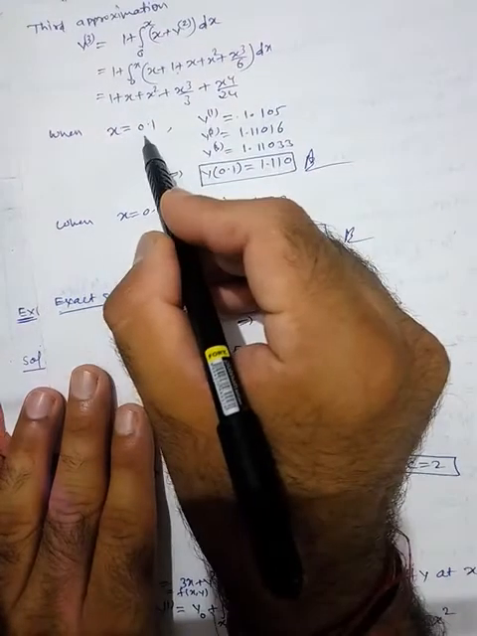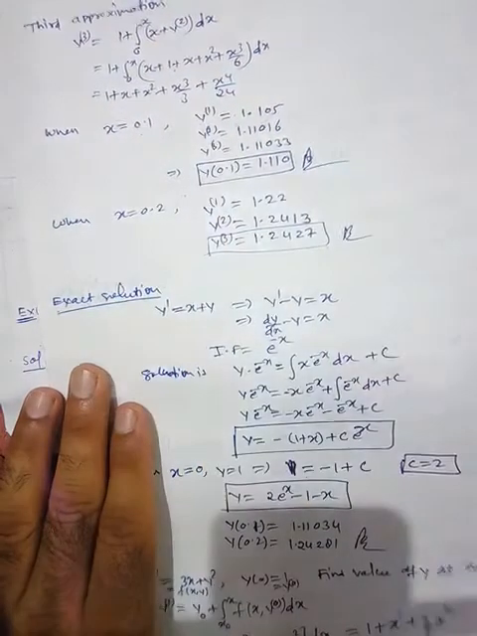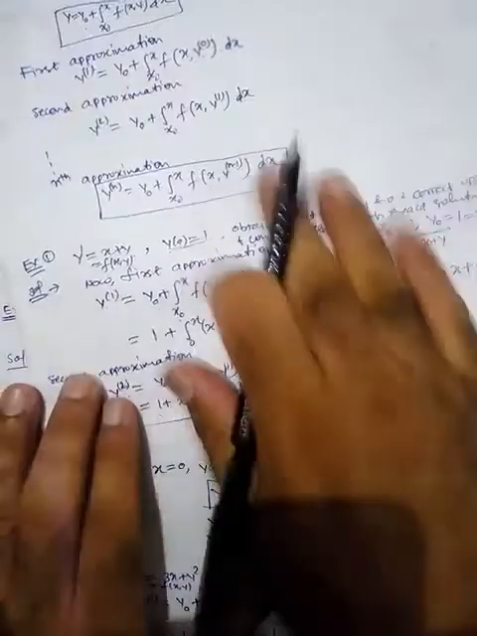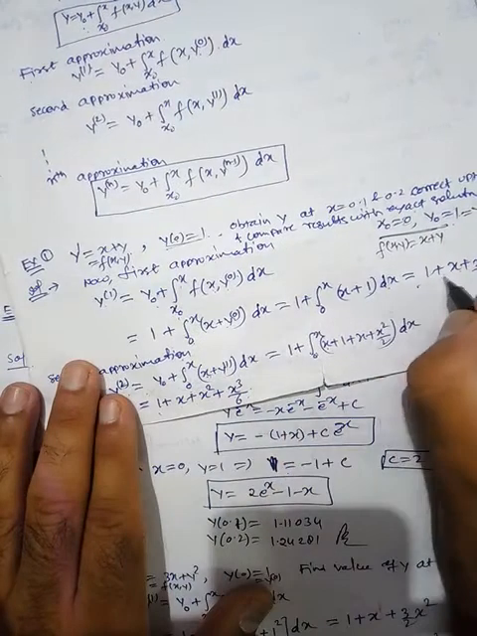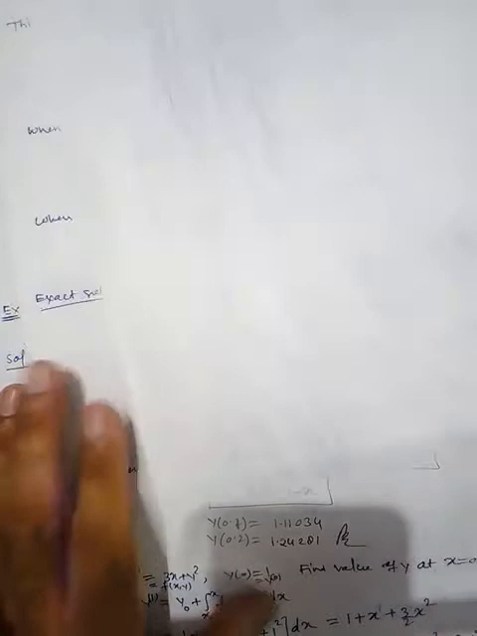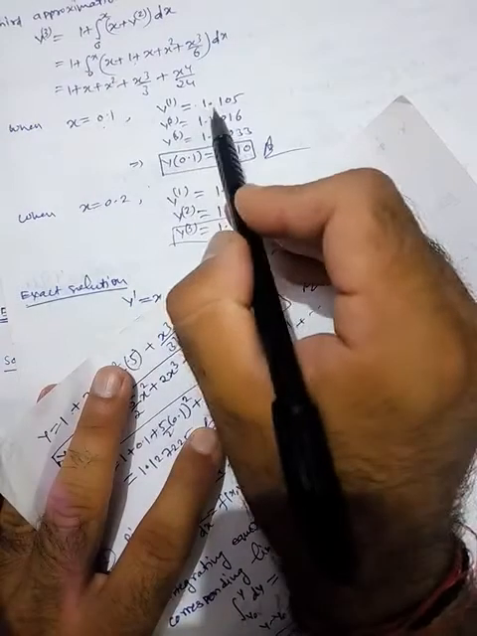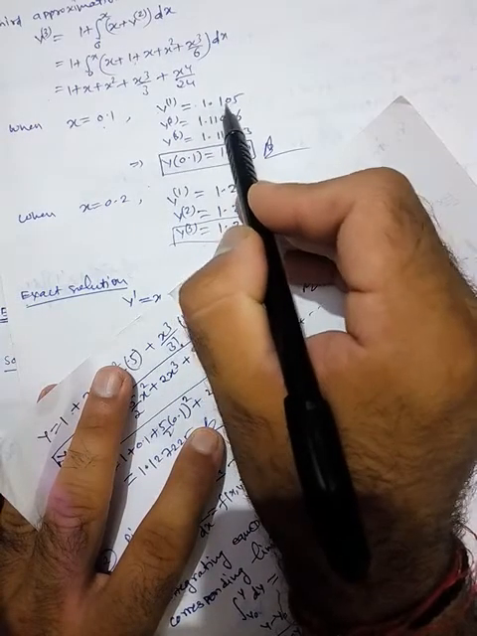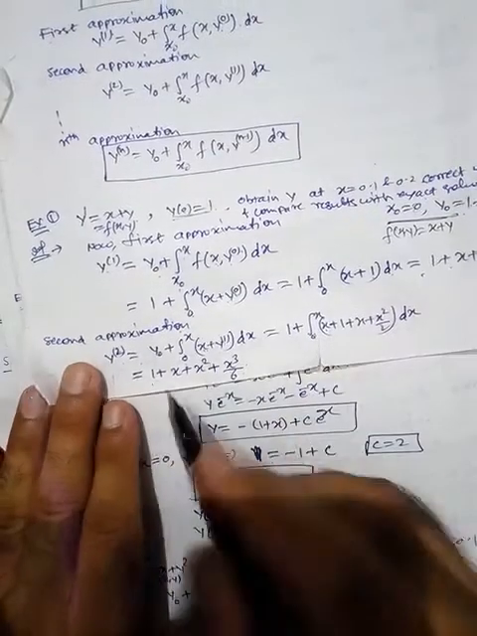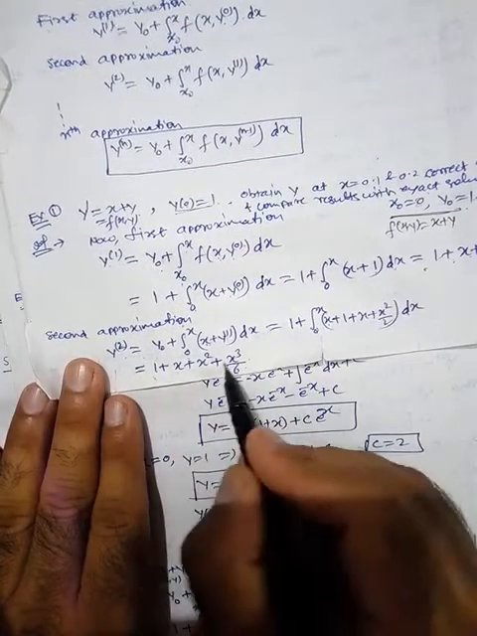Now put x equal to 0.1 in the first approximation. The first approximation here is 1 plus x square by 2. So put x equal to 0.1 here. What will you get? You will get 1.005. Similarly, put x equal to 0.1 in the second approximation.